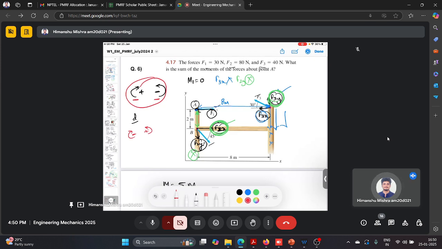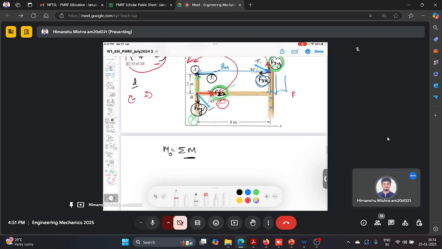So you can see the direction of F3y. About point O, it has to rotate like this, right? So the direction is actually anti-clockwise. So the movement due to force F3y will be negative. Similarly, F2x is in the right direction, from left to right, and in order to rotate about point O, it has to rotate like this. So again, it has to follow the anti-clockwise rotation. So the movement due to F2x is again negative.